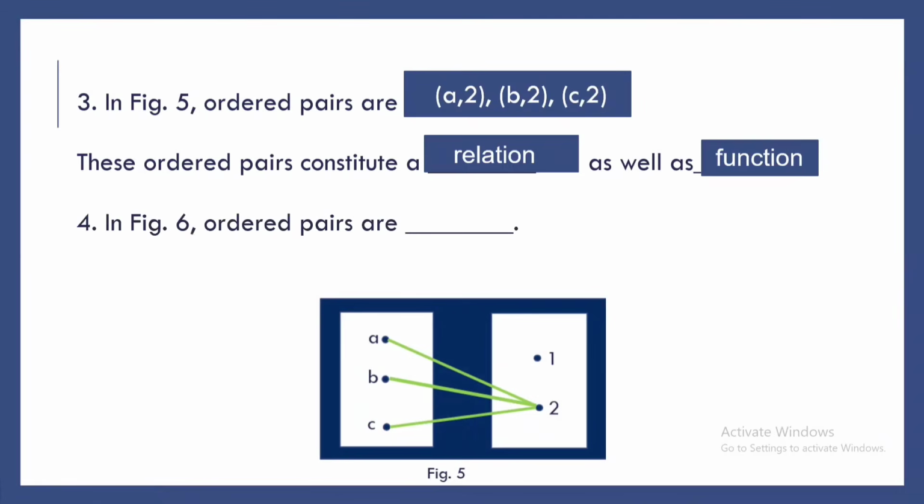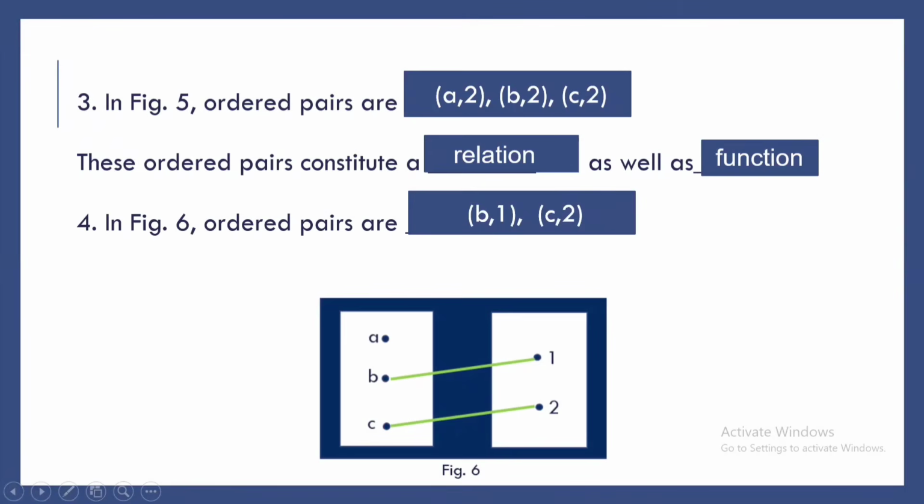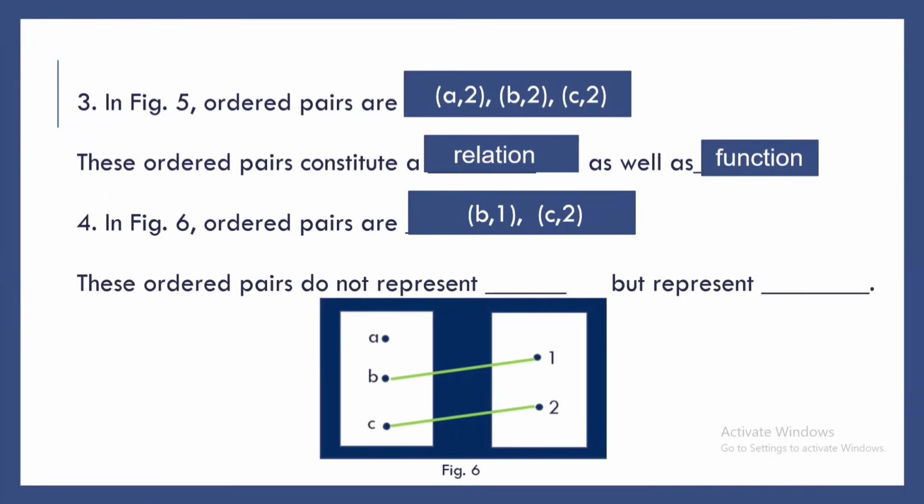Last thing, 4th point, figure 6, let us take. So this was figure 6. Every input should have some output. Here, B is having an output 1, C is having an output 2, but A is having no output. That means it is not a function. So let us write the ordered pairs. We are having 2 ordered pairs only. The ordered pairs are B1 and C2. So these are the 2 ordered pairs that I have. To check if it's a function or not, I already told you the ordered pairs do not represent a function, but yes, they represent a relation.